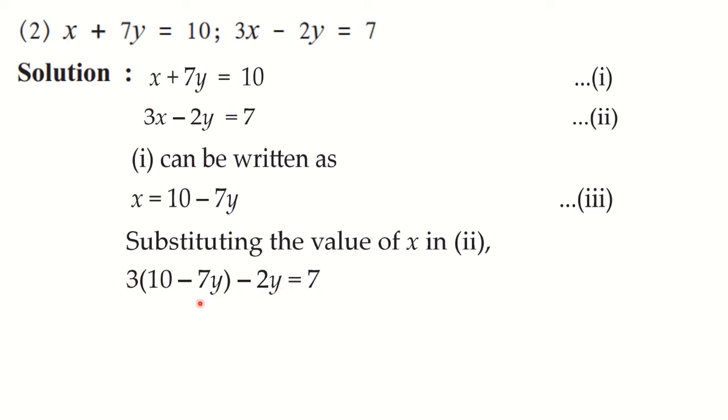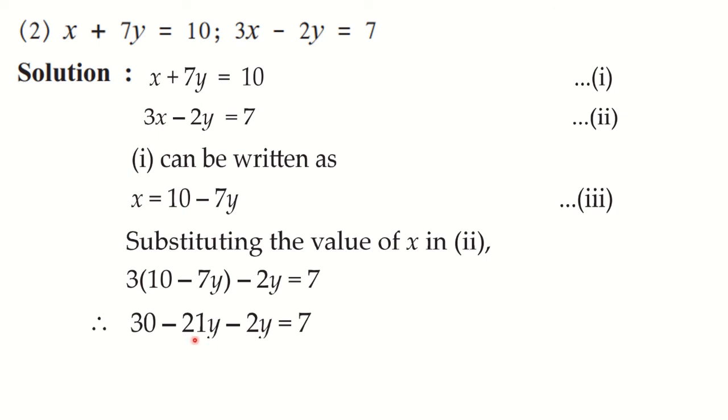So now let us expand this bracket. Let us open this bracket. 3 into 10 is 30 and here 3 into minus 7y is minus 21y. Then the remaining terms are copied down as it is. See, minus 2y is equal to 7. Now what we can observe here is that these two are like terms. Therefore, we can add or subtract them.